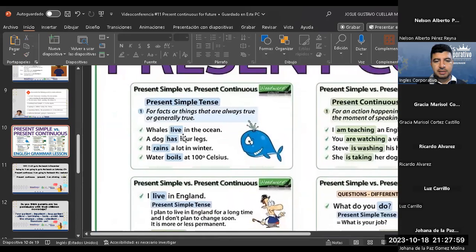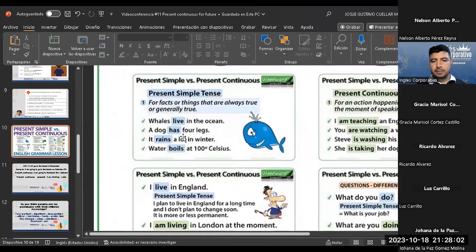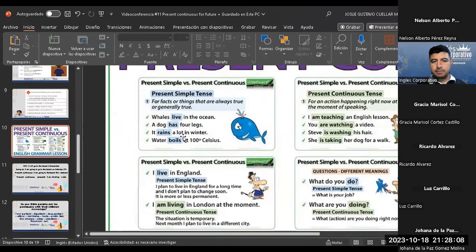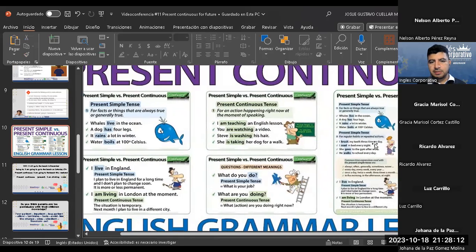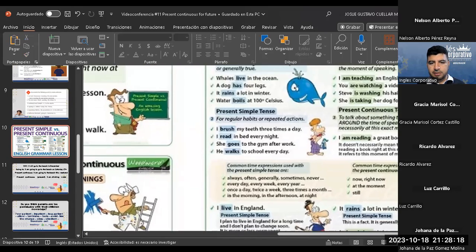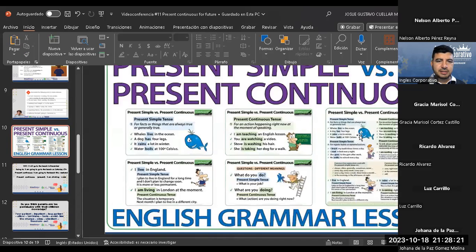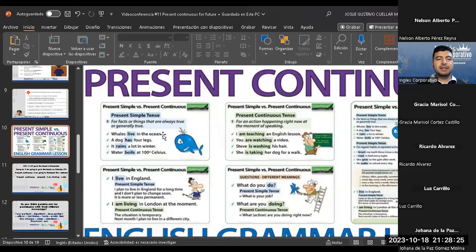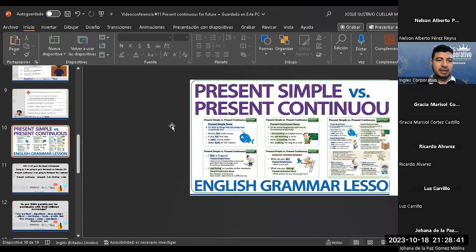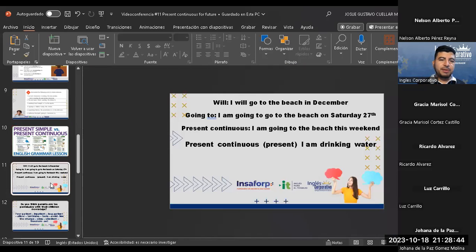Let me check. Let's see if we can have good ideas about this. Let me check if we have good information here. No, no vamos a saltar esto. But practically, aquí tenemos que el presente simple lo que hace es facts or things that are always true or generally true. Cosas que son verdades o generalmente innegables. But present continuous se refiere a cosas que están pasando en el momento o que van a pasar en el futuro. Yeah, basically that's the point. But better this. Mejor nos vamos a esto.